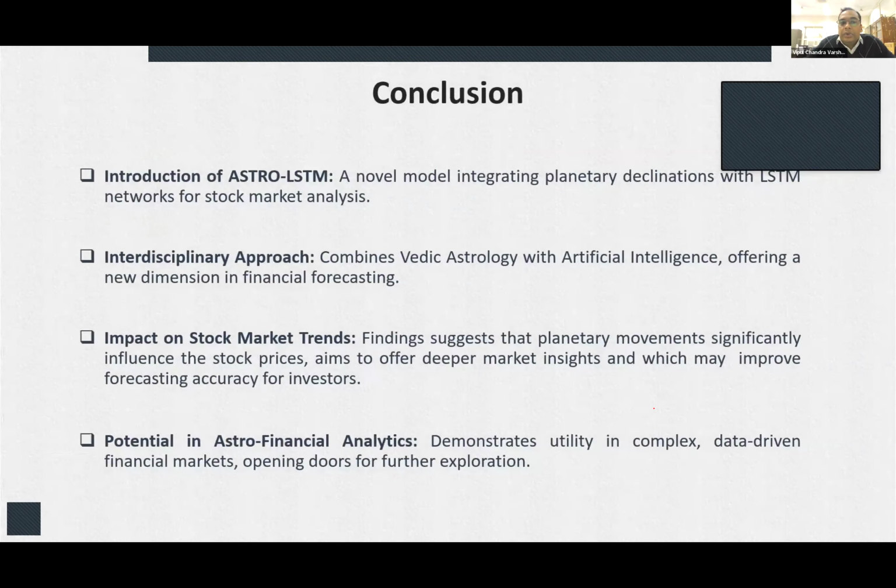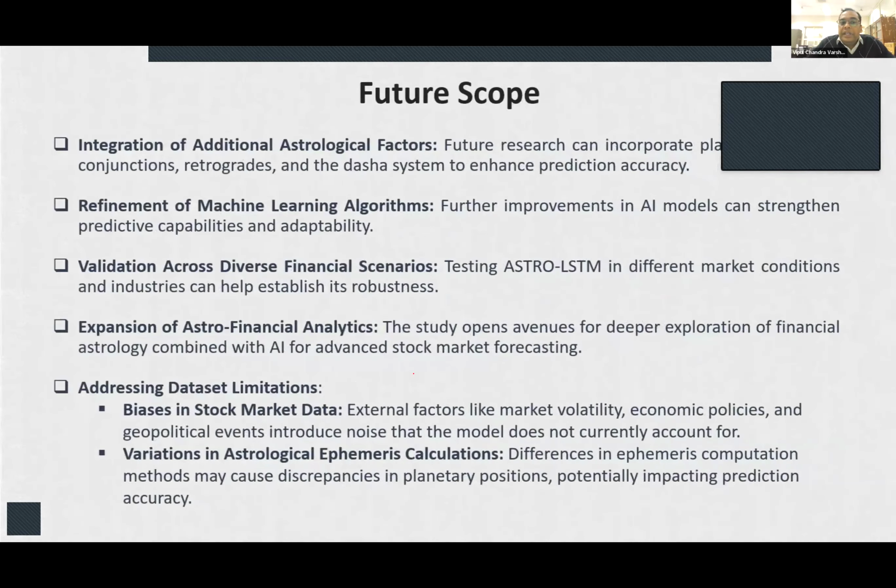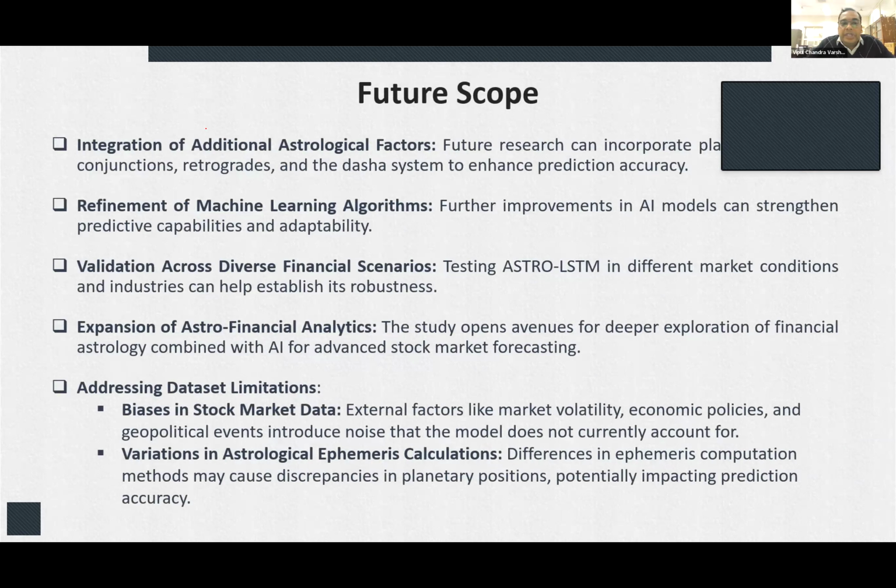Talking about the conclusion, this is just an introduction to the Astro LSTM model, a novel model, and here I have adopted an interdisciplinary approach covering artificial intelligence and astrology. My findings suggest that astrology significantly influences the stock market, and it opens the door for astrofinancial analytics. My future work has many options, like integration of additional astrology factors like retrogrades, dasha system, conjunctions, refinement of the machine learning algorithm, and validation upon different financial sectors, as I have only considered 2 sectors here. And again, it is an expansion of astro-financial analysis.